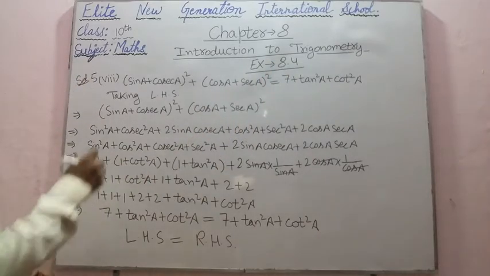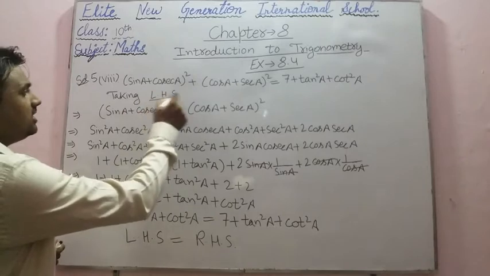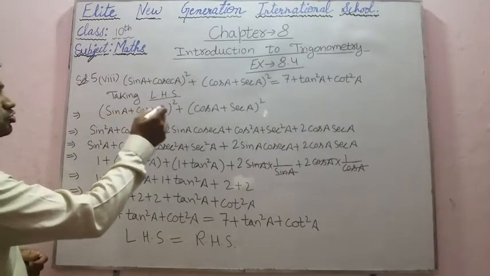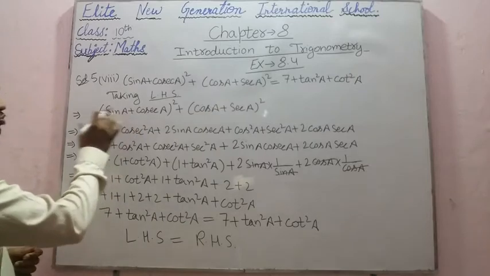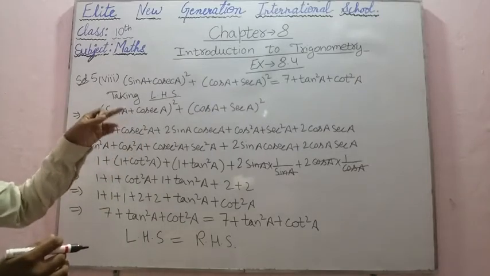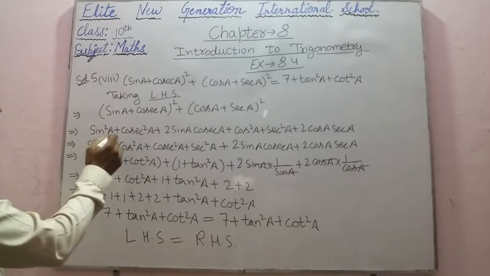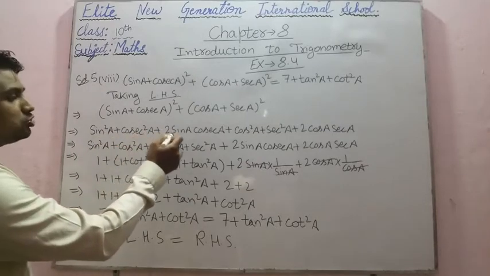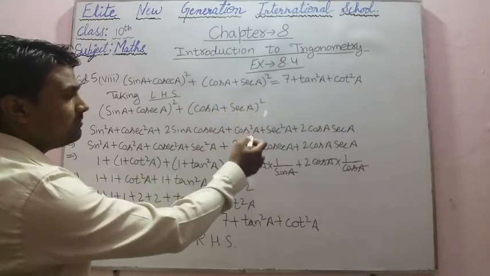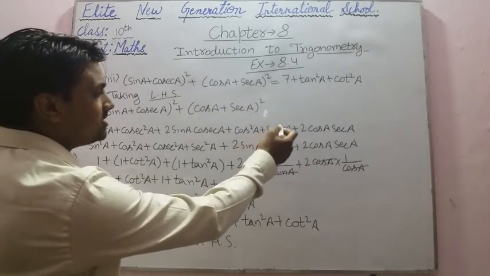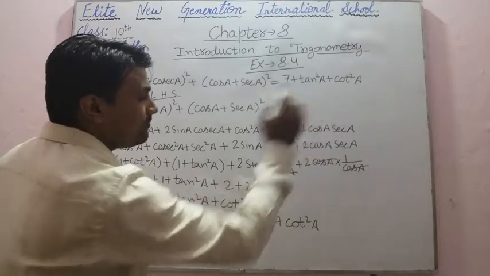So in this we can take LHS. By taking the left hand side we have (sin a plus cosec a) whole square plus (cos a plus sec a) whole square. So here we can open this by the formula (a plus b) whole square. So it will be sin square a plus cosec square a plus 2 sin a cosec a, and here also (cos a plus sec a) whole square can be written as cos square a plus sec square a plus 2 cos a sec a.